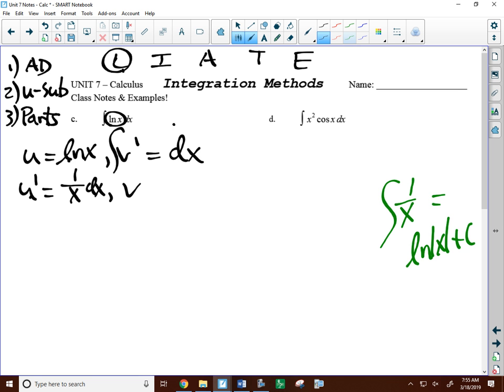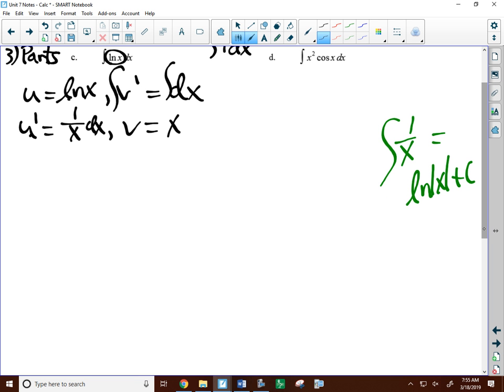So then over here, I need to do an antiderivative. And again, this is really 1 dx, and there's really a 1. So the antiderivative of 1 is just x. Again, I would write plus c, but I'll do that at the end. Okay, now we just plug in the formula. I'll write down the formula here. It is uv minus the integral of v u prime.